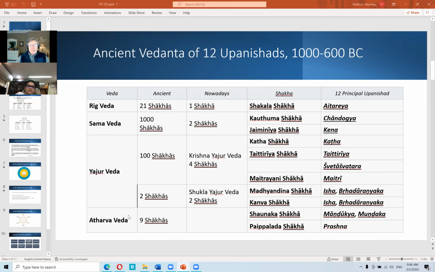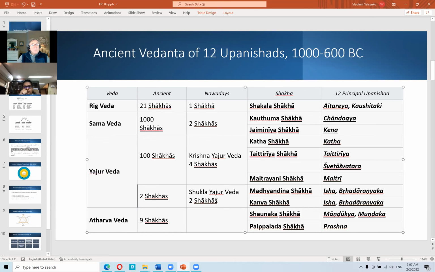So there are 4 Vedas, and there are Upanishads assigned to different samhitas. So Rigveda Samhita, we are missing Kaushitaki, so sorry. So Rigveda Samhita has only 1 shakha left. In the ancient texts, in the Kurma Purana and other Puranas, it is mentioned that there were originally 21 shakhas, 21 recensions of the Rigveda. Now we have only 1 left, Shakala. Shakha means a branch, or the way of recitation, recension.